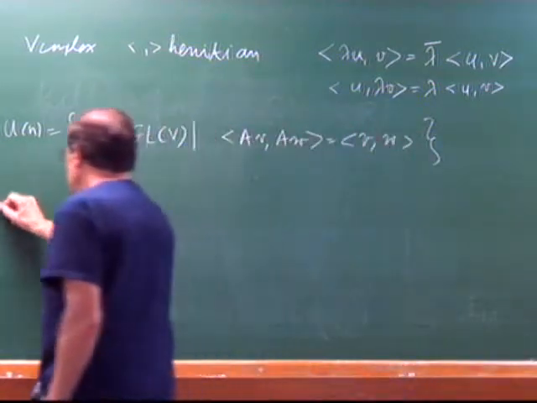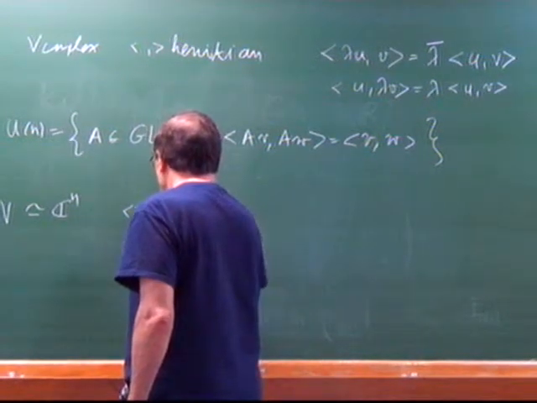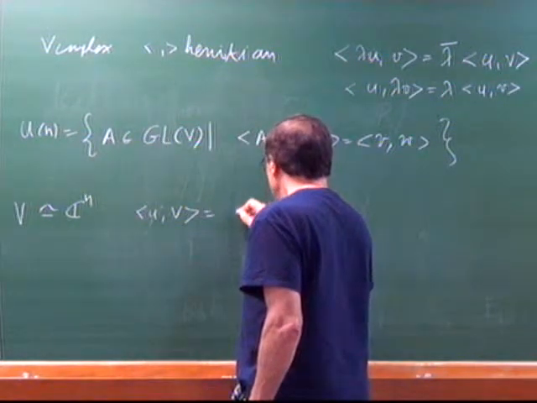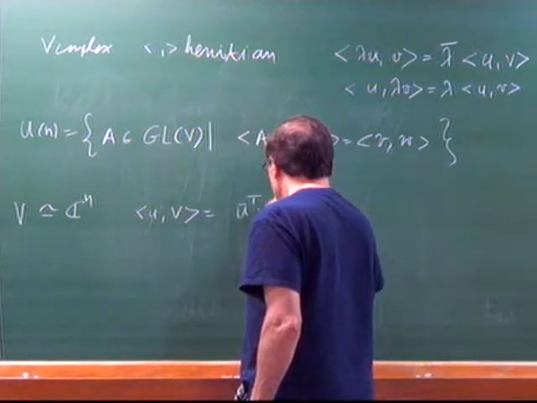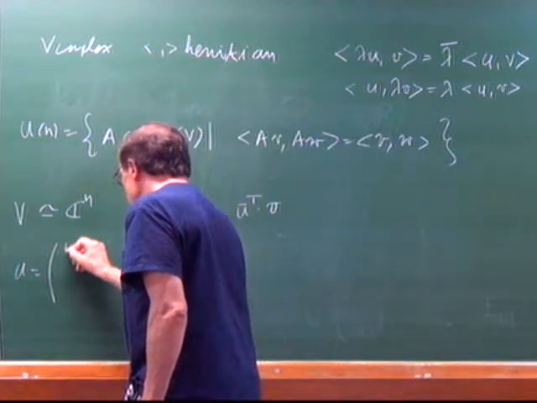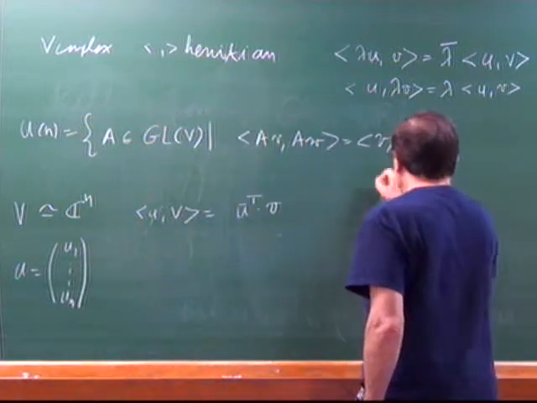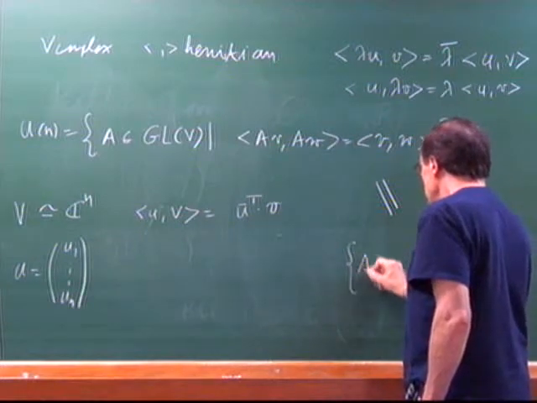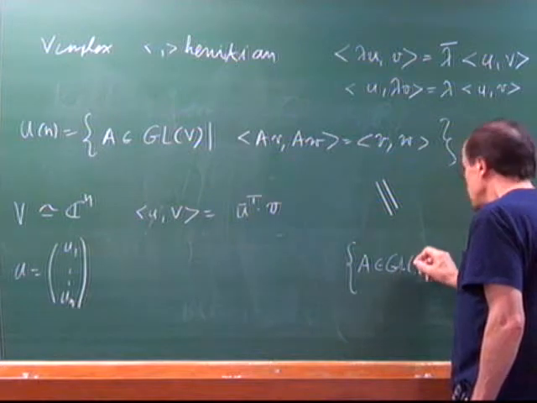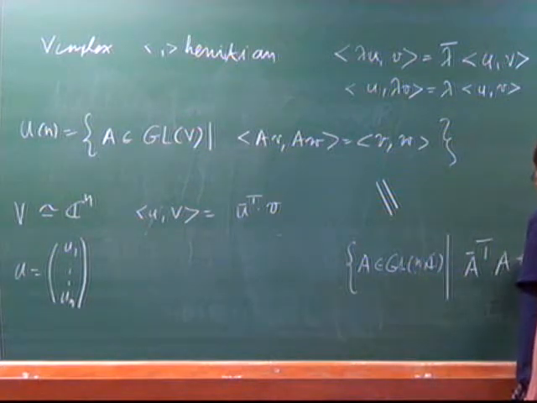And if I identify V with C^n, then I can assume the inner product is given by U bar transpose dot V, where you consider U as a column vector. And then this group here in matrix form becomes those elements in GL(n,C) where A bar transpose is an inverse.